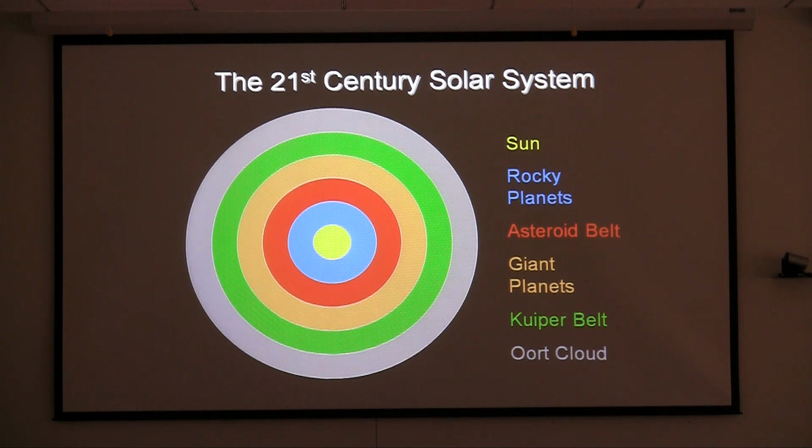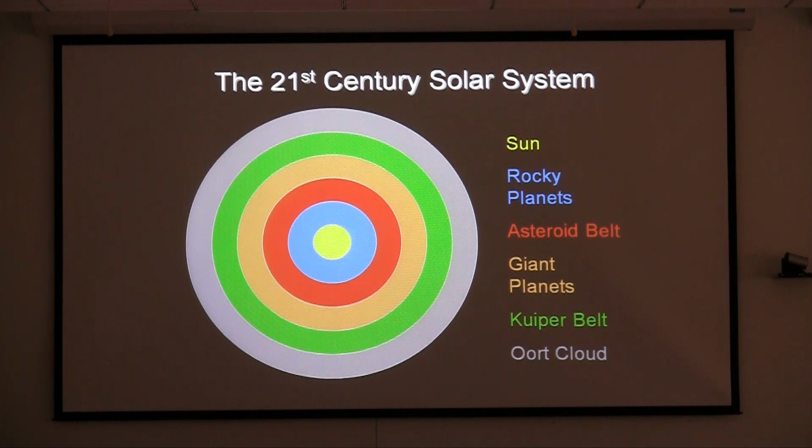This is a simple bullseye diagram that I created when I started doing this talk 10 years ago, and it actually works really well. I thought it was kind of blasé, but it really gives you a sense of the structure of the solar system. And as we'll talk about in just a few minutes, it gives you a sense of how the solar system formed.